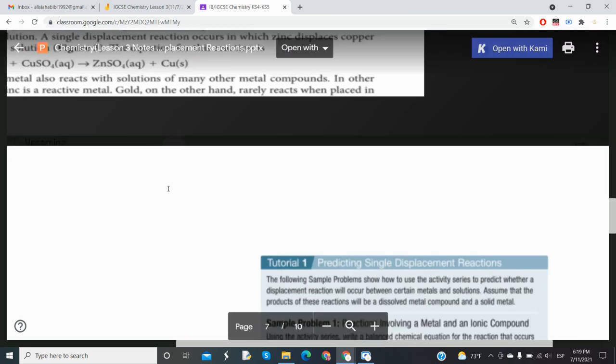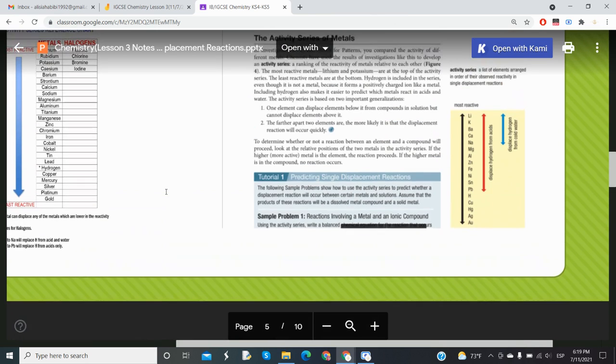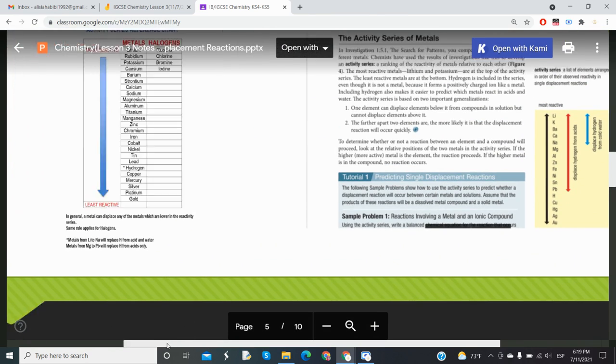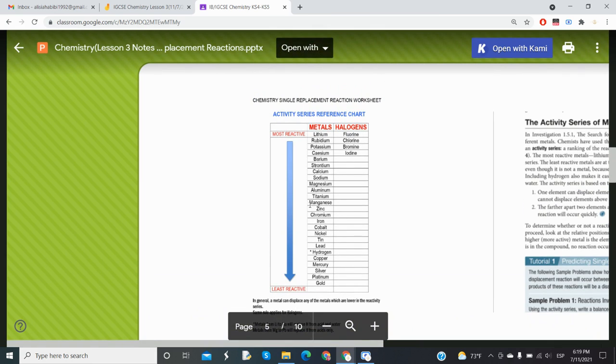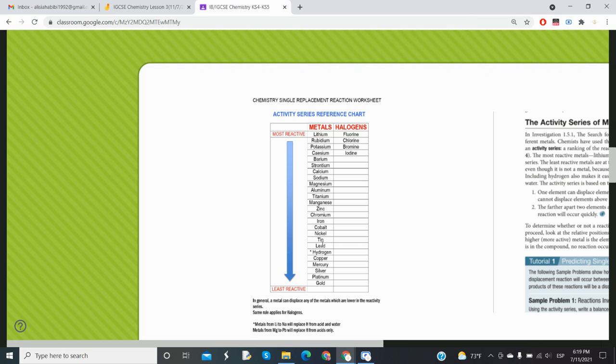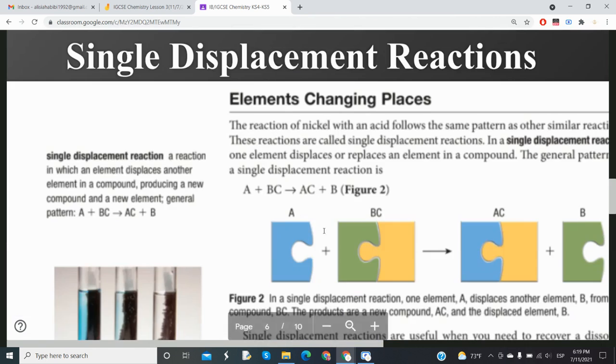And of course, no reaction would occur in that situation, which is what I was saying: it depends on what is displacing what. The reason is that if lead is placed in zinc nitrate, lead is below zinc. So zinc is above lead, and so zinc is more reactive than lead. And so lead cannot displace zinc.